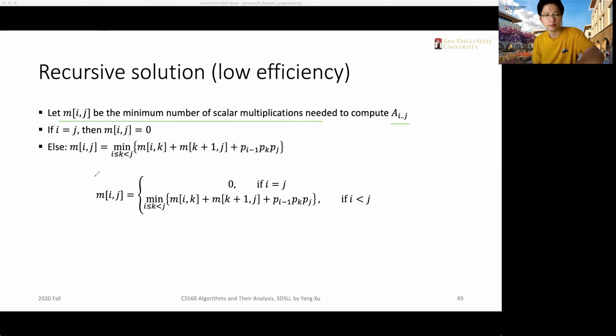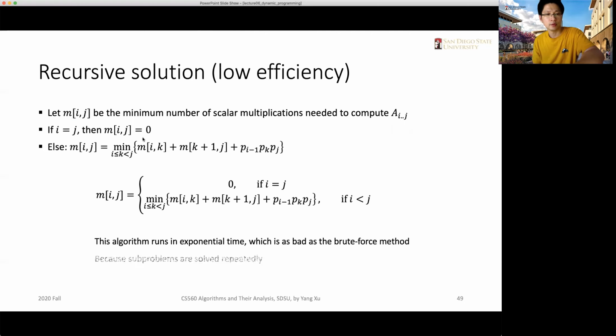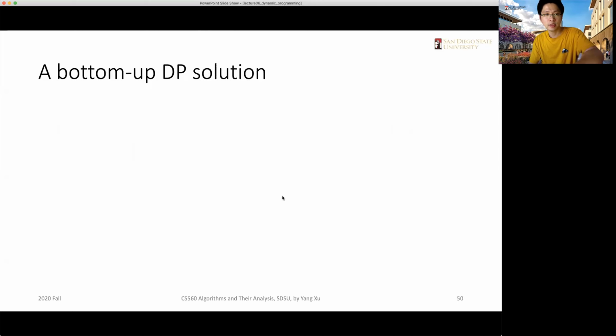Then we can write the equation in this bigger equation. And this algorithm, if we use recursive calls, will run in exponential time, right? Which is no better than the brute force method, okay? Because all the subproblems are solved repeatedly. We already saw that. If we solve them recursively, then it's a terrible choice. So basically, we want to use a dynamic programming approach, okay?